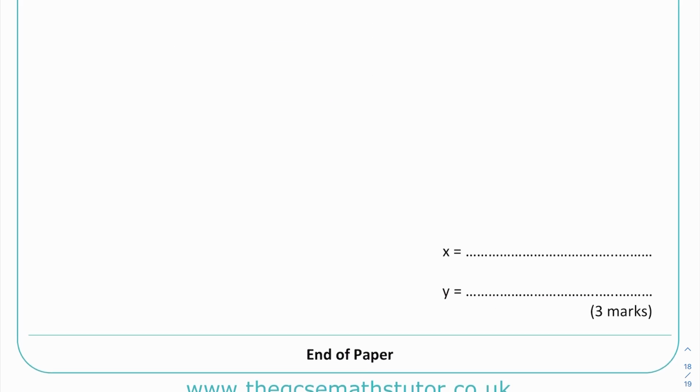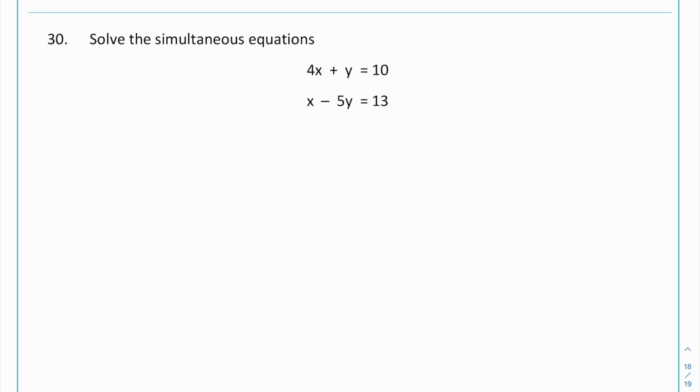On to question 30, and this is our last question. We've got a simultaneous equation. There are two different methods really for simultaneous equations, and I tend to use the method where I make the coefficients of y the same. So in this question, I'm going to have to multiply the top equation by 5, and then both of those coefficients of y will have a 5 in front of them, one being positive and one being negative. So if I multiply that first equation by 5, I get 20x plus 5y is equal to 50.